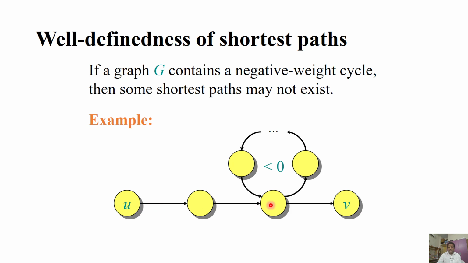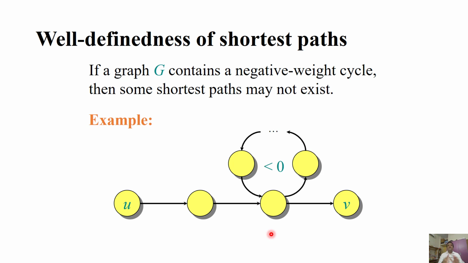We will go from here to here, then we will hop one more time around the cycle to reduce the weight, because this is a negative weight cycle, so its weight is negative. Then from there we will go again to v. So, this will reduce the weight of the path which we were claiming to be the shortest path. So, it will never converge. If there is a negative cycle in the path, then the shortest path may not exist.